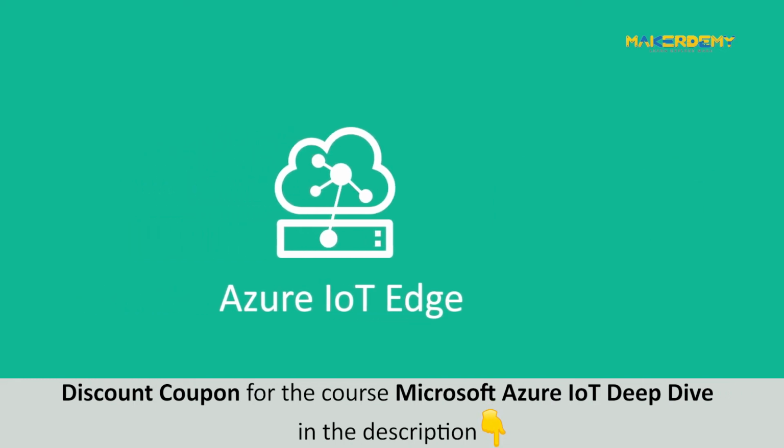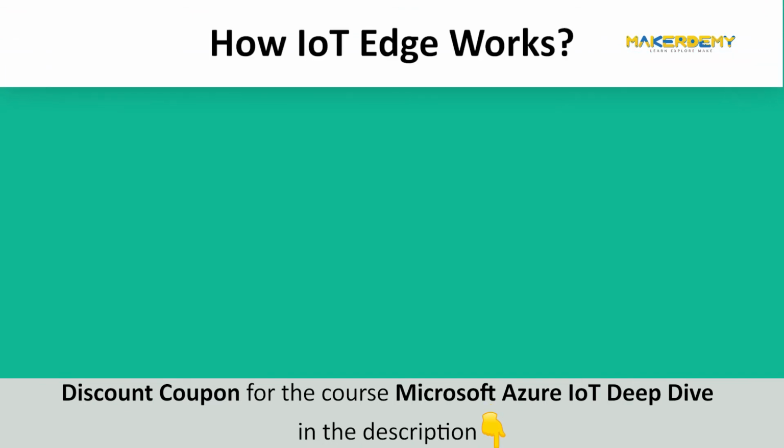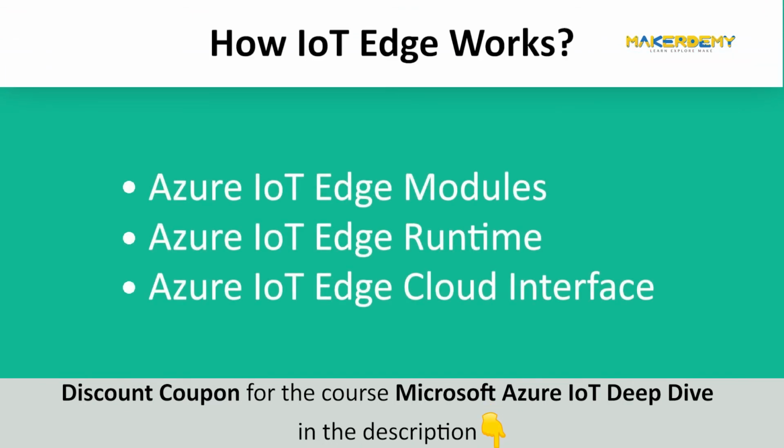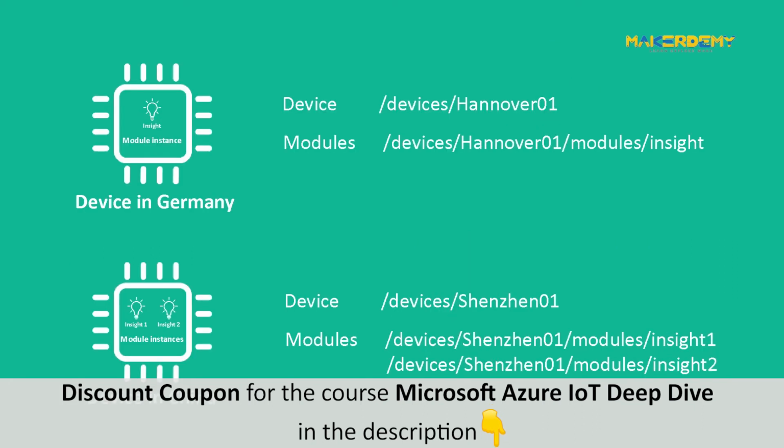Now let us take a look at how Azure IoT Edge works. Azure IoT Edge comprises of three components: Azure IoT Edge modules, Azure IoT Edge runtime, and Azure IoT Edge cloud interface. IoT Edge modules are units of execution implemented as Docker-compatible containers. IoT Edge modules can run business logic at the edge. IoT Edge modules can run Azure services, third-party services, or your code.